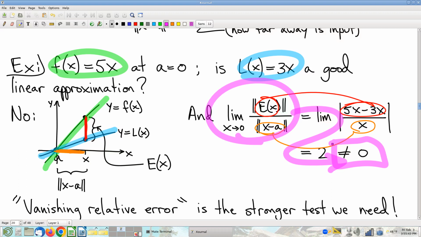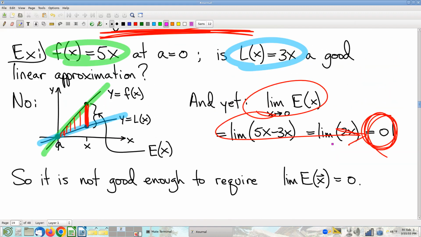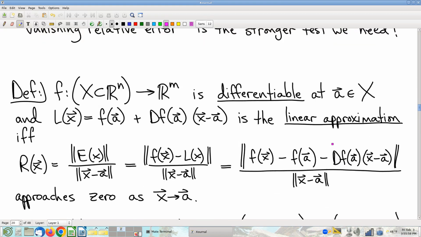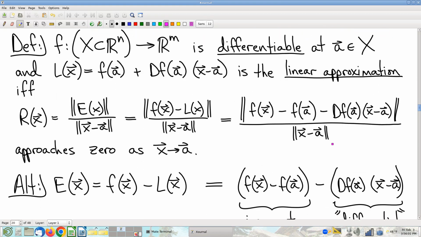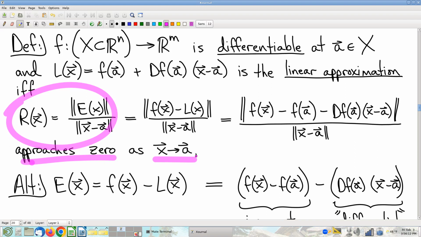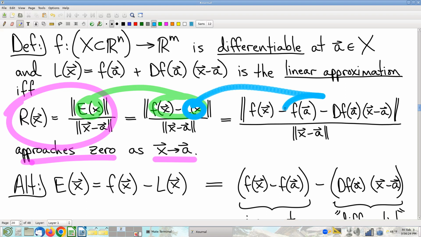Right? So what we've got then is a good criterion. This idea that we want relative error to approach 0 correctly rejects this bad candidate in the way that error alone did not do. Okay, so we're going to model our definition of differentiability, our definition of what we mean by a linear approximation, on this idea of relative error. Defined like so, we need relative error to approach 0 as x approaches a. And don't forget now, of course, this error thing right here is the value of the function minus the value of the approximation. Further, don't forget the linear approximation is this formula right here.